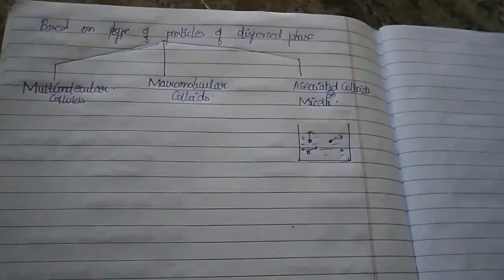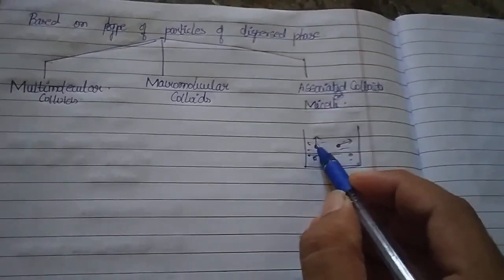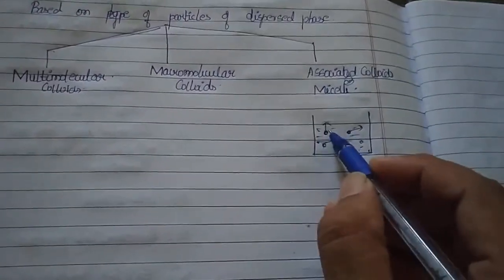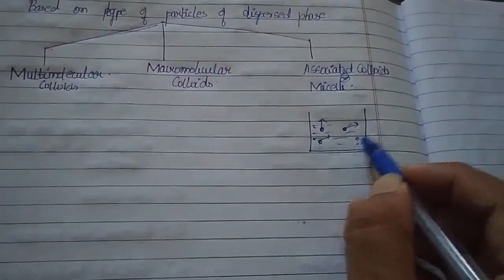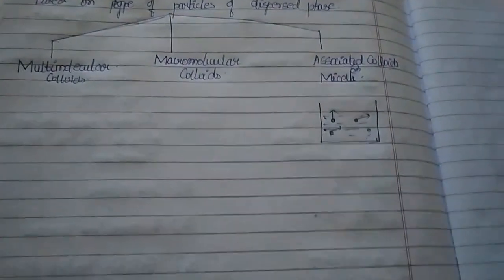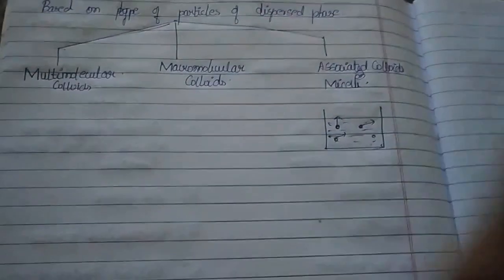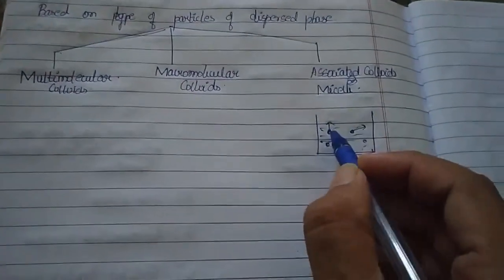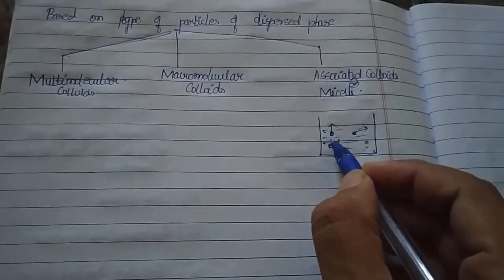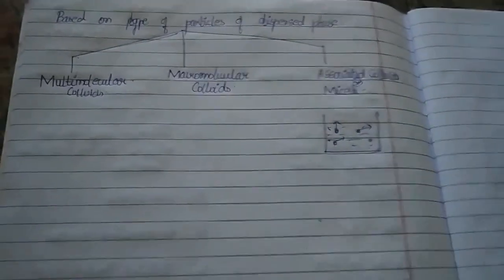But just keep in mind that whenever we are dealing with a colloidal system, the dispersed phase particles are in continuous random motion. They are not coming together and forming a precipitate. So remember, the dispersed phase particles are in continuous random motion. Now let us go with our classification.